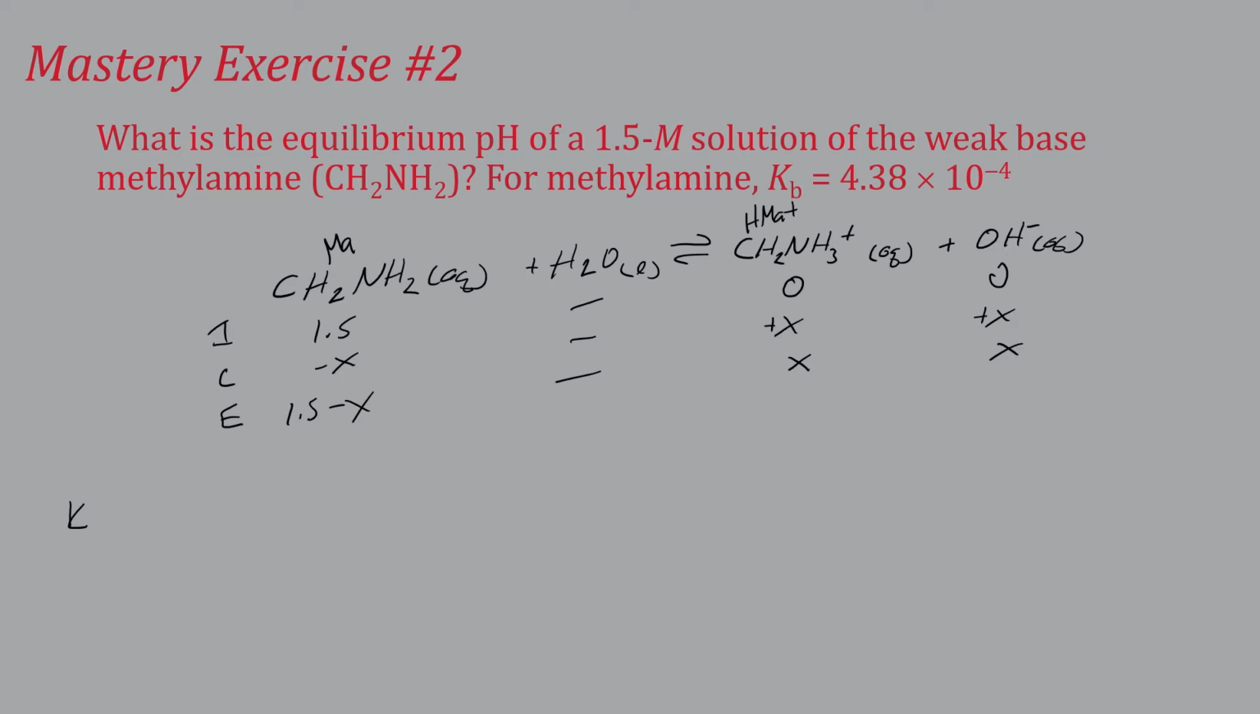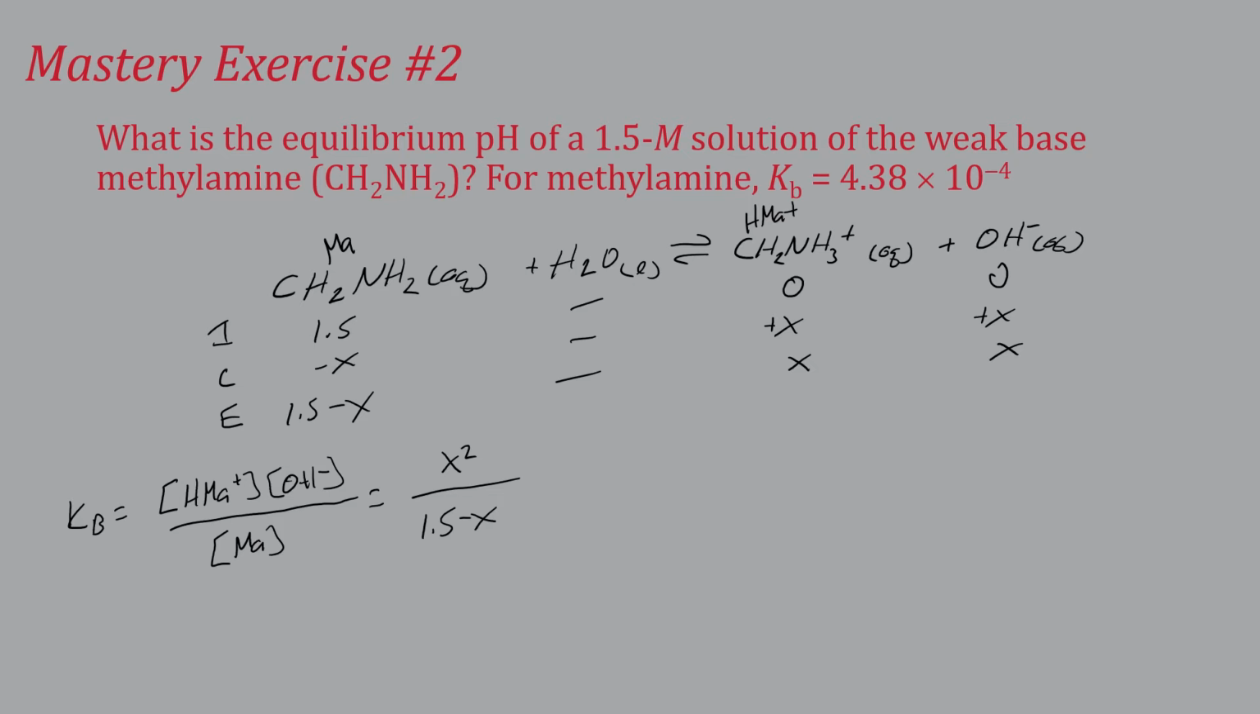And let's just write the equilibrium constant expression Kb. That's going to be equal to the HMA plus times the hydroxide concentration divided by the methylamine concentration. Symbolically, that's going to be equal to x squared over 1.5 minus x.